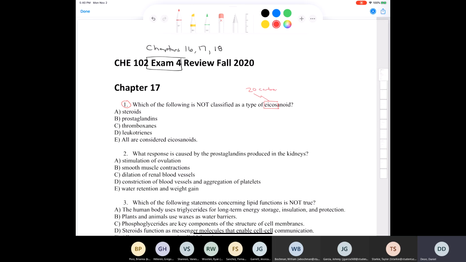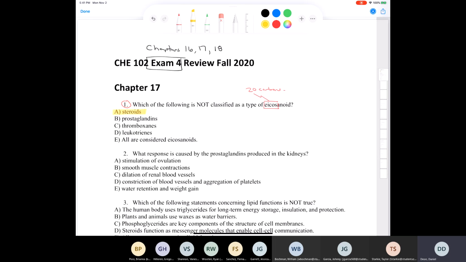The eicosanoids, which are molecules like thromboxanes and prostaglandins and leukotrienes, they all have 20 carbons in their skeleton. But there's one of these that does not have 20 carbons in its skeleton, and that would be steroids. Steroids are, in fact, not classified as eicosanoids.